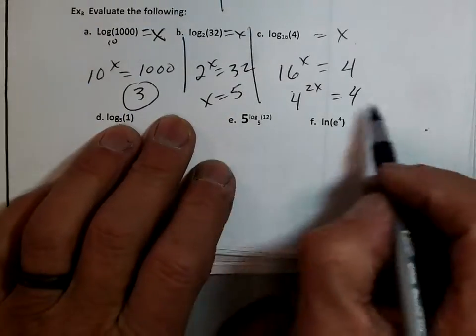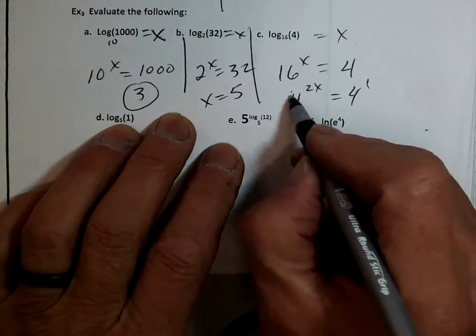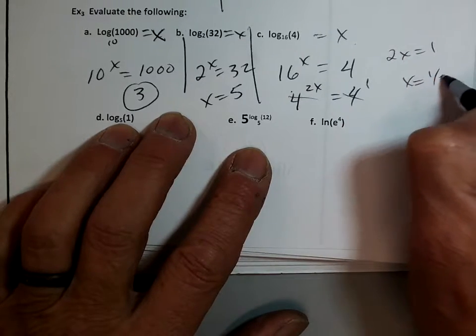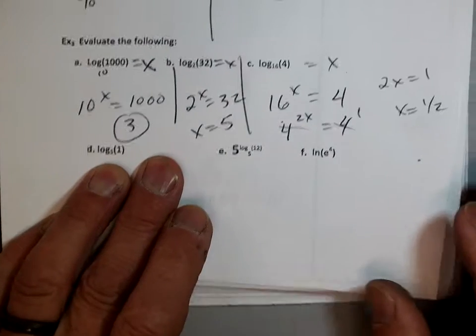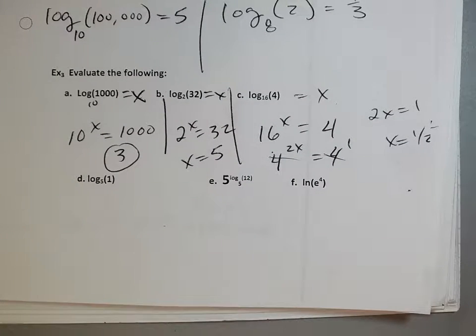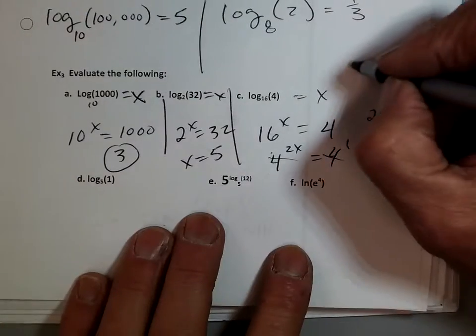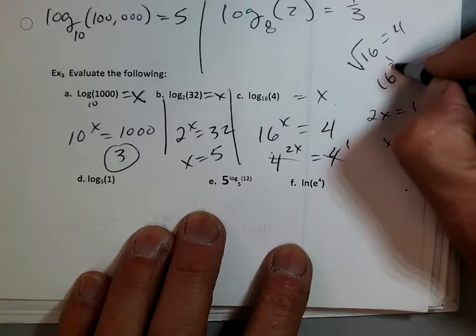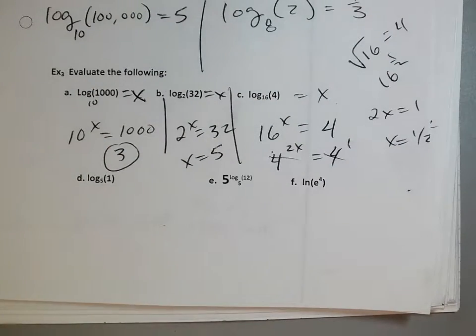I've got 4 to something equals 4 to something, so then I can have 2x equals 1, or x is equal to 1/2. That's mathematically solved. That's kind of a cool way to do it, isn't it? Or you just know that the square root of 16 is 4, but that's the same thing as 16 to the 1/2 power, right?